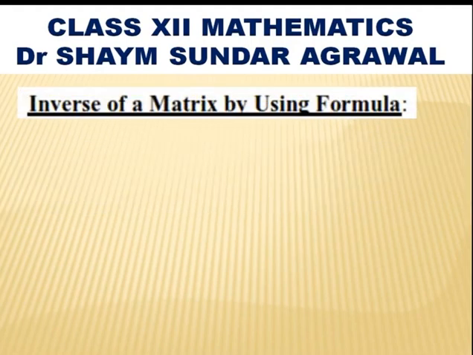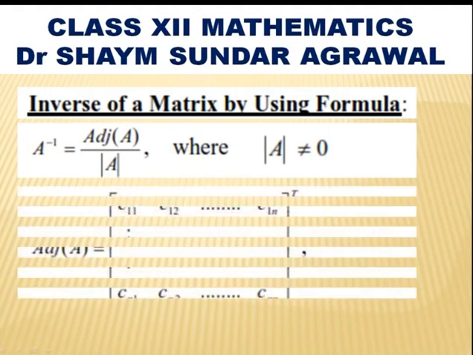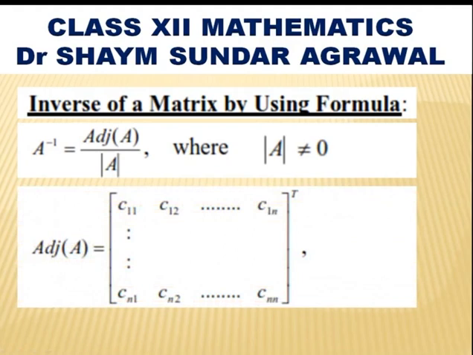Inverse of a matrix by using the formula. The inverse of a matrix A is equal to the adjoint divided by the determinant, where the determinant is not equal to 0. It means the matrix must be non-singular, then only the inverse exists, and its inverse is equal to the adjoint of that matrix divided by the determinant. The adjoint we have already discussed: the transpose of the matrix where all the elements are replaced by their cofactors.